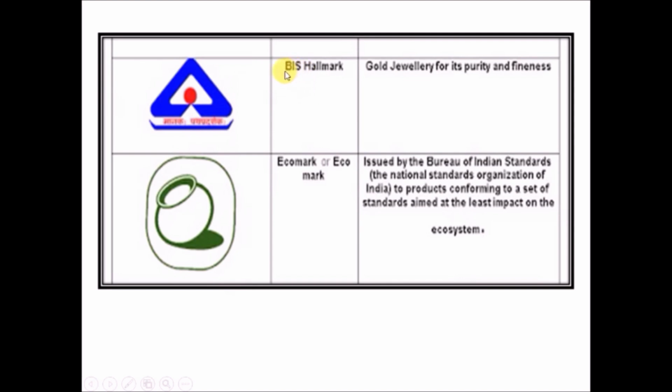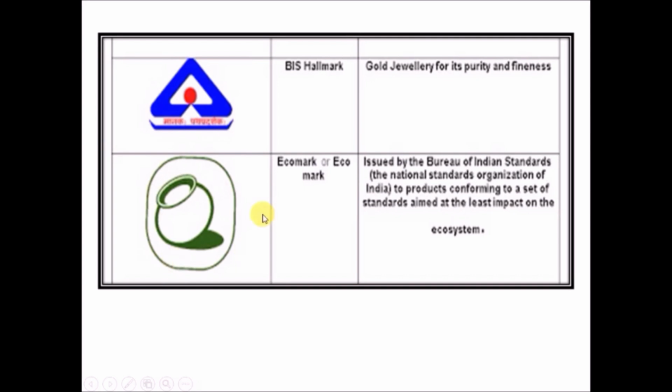This mark is called as BIS hallmark, whereas BIS stands for Bureau of Indian Standards. It's an organization which provides this mark. So this is BIS hallmark, and you'll find this on gold jewelry, and it is an assurance that the gold jewelry is pure and it's of fine quality.